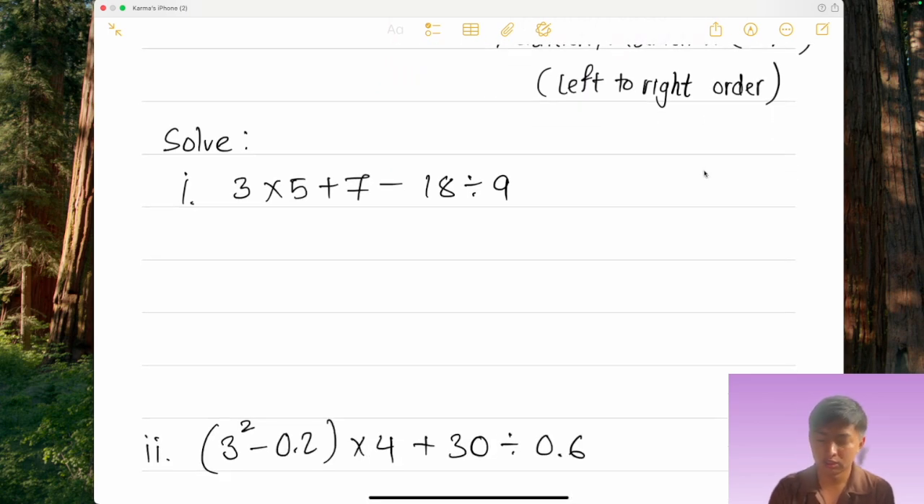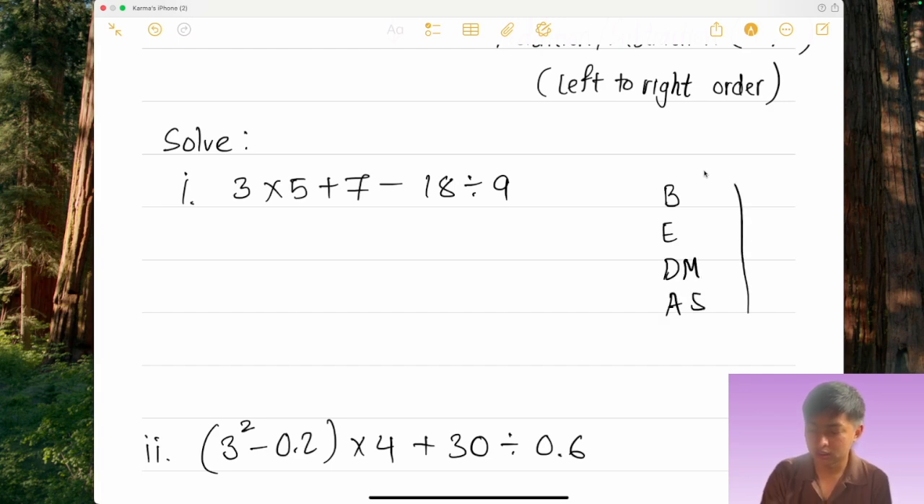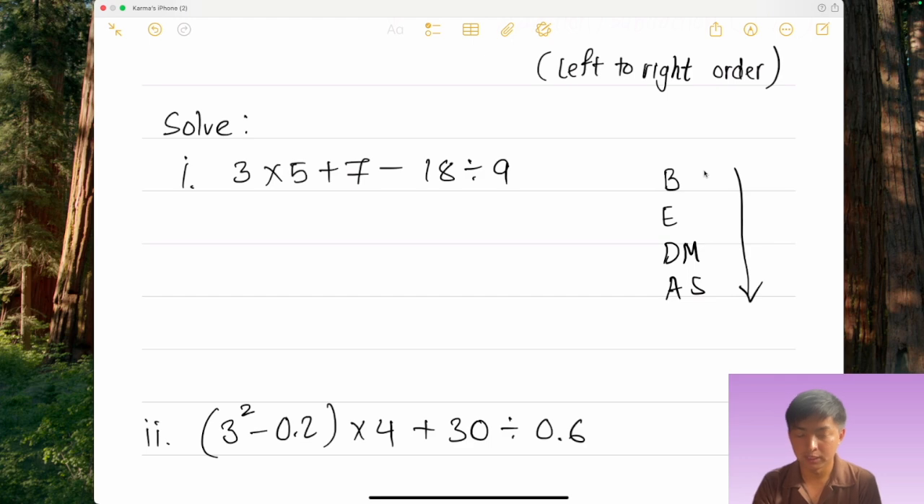So the first step of solving an expression is always to write the rules on the side. I'll write the rules here and show an arrow so that we know the order. Now let's go back to the question. The question is 3 times 5 plus 7 minus 18 divided by 9.